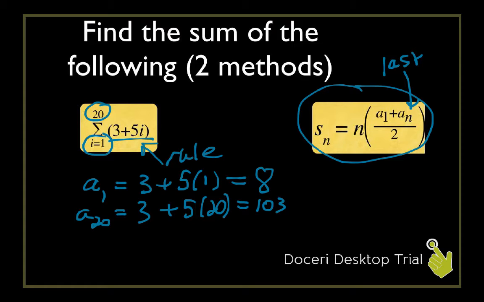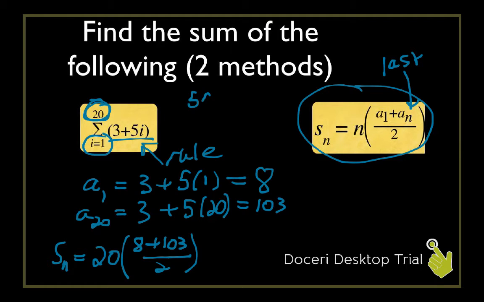So all we'll do for s sub n is we'll go, all right, n, which is 20. That n matches with whatever you're going up to. We'll put in 20, and then we'll have on top a sub 1, which was 8, plus 103, all divided by 2. And 8 plus 103 is 111, divided by 2 is 55.5, times 20. So 55.5 times 20, 1,110. Okay, and that's how you find the sum.